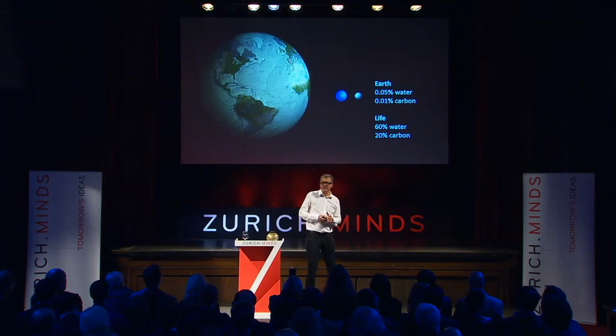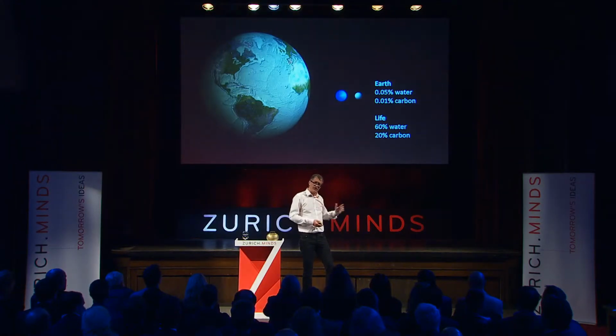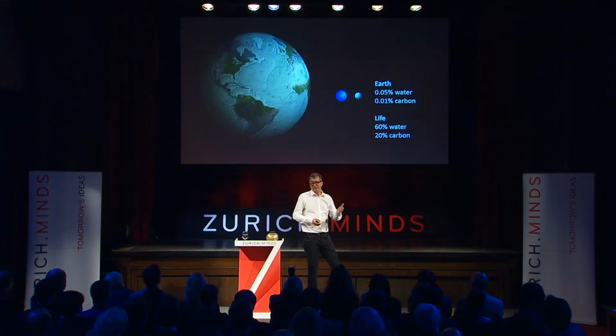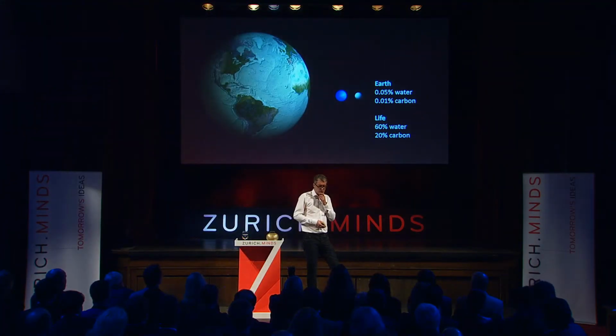So how can I convince you of this? Well, let's first look at the Earth. If you take away all the water on Earth and all the carbon, you can fit them into those two little spheres there. Our Earth, as a percentage, is just 0.05% water and 0.01% carbon, whereas life is actually constructed mainly of those elements and molecules. Life is 60% water and 20% carbon.